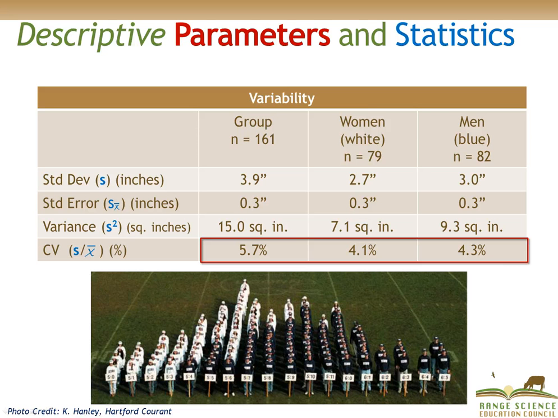In this example here, we can see that there's less variability in the height of the women compared to the height of the men, and that both of these are less than the height of the group in terms of the variability. However, these differences aren't all that big, and it's important to note that coefficient of variation is most often used when we're comparing populations or samples from different populations that have extreme differences in the magnitude of the mean.